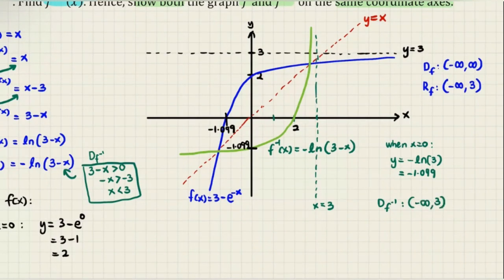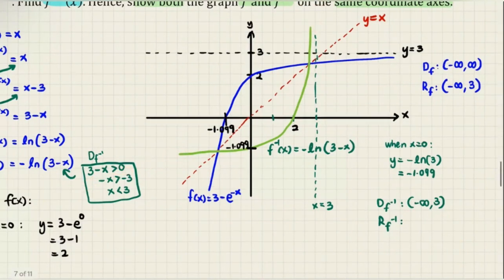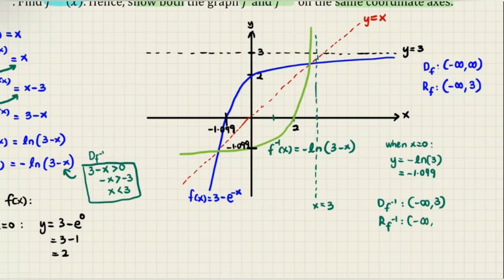Okay, dan range untuk f inverse, so kita akan perhatikan di sepanjang y-axis. So graph kita ini sebenarnya dia boleh turun bawah lagi lah. Okay, so ini pun dia boleh naik atas lagi kan. So dia akan jadi daripada negative infinity until infinity.